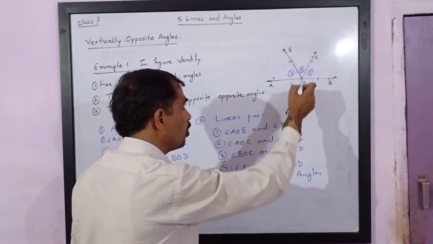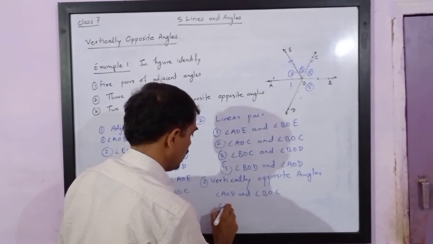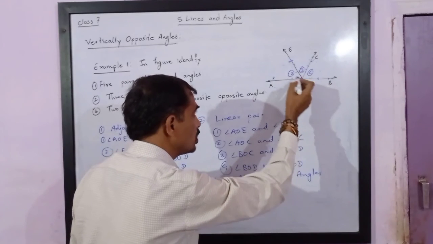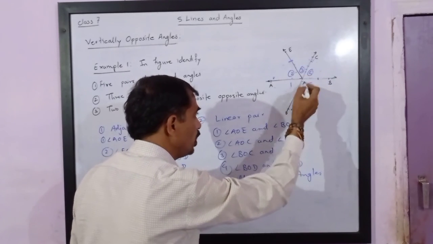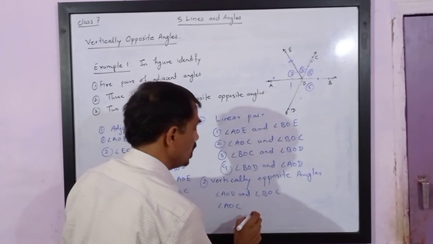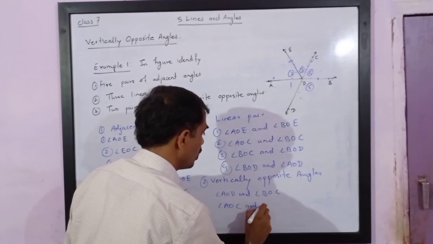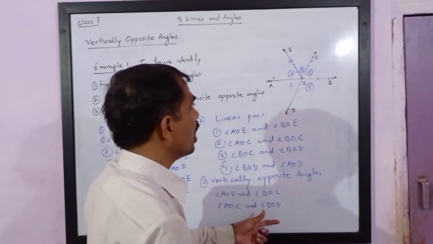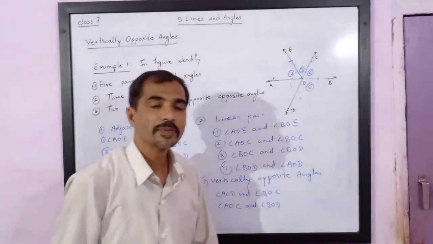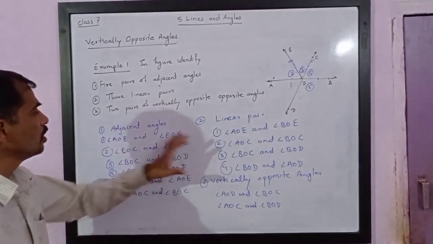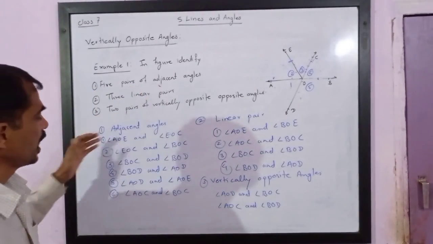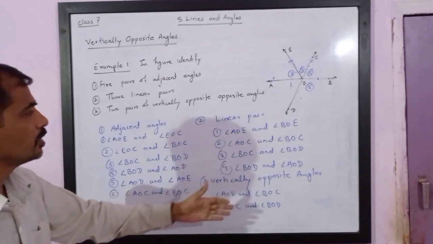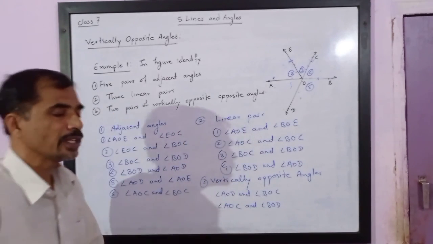Similarly, angle AOC and angle BOD, that is 2 and 3 together, form vertically opposite angles. Thus we have written 5 pairs of adjacent angles. Actually we have written 6. Linear pairs, 3 were asked, we have written 4. Vertically opposite angles, 2 pairs were asked, we have written 2.